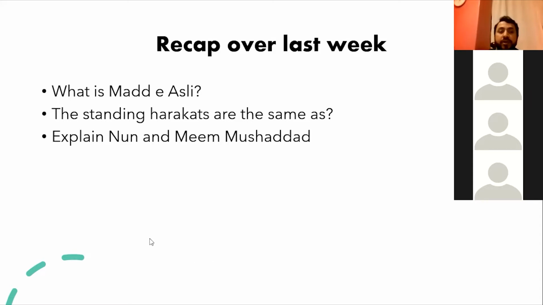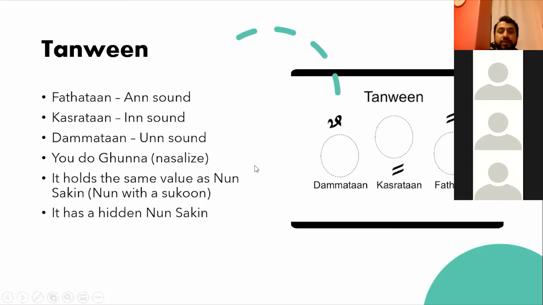Right, so today's lesson we're going to start off with tanween. Okay, so tanween, I basically call it the double vowel. Double vowel meaning, if you look at it here on the side, when we're looking at tanween, we have for example your fathatan, your kasratan, your dammatan.